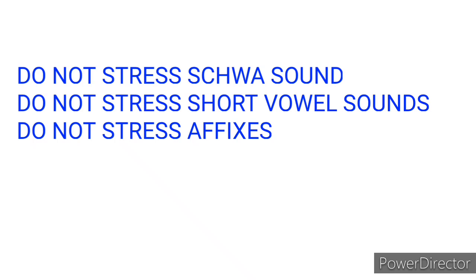For example, in the word about, the a in about is pronounced "uh" and is a schwa sound. In the word mother, the er in mother is pronounced "uh" and is a schwa sound. So you do not stress that particular syllable. You do not stress a schwa sound.